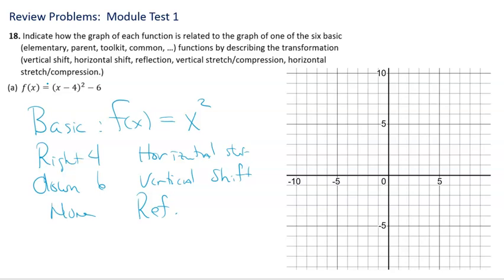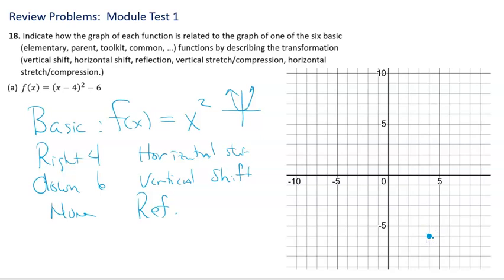Okay? Now I'm supposed to take my basic graph, which is right here, f of x equals x squared, and move it right 4 and down 6. How hard is that? We can totally do that. So I'm going to go right 4, 1, 2, 3, 4, down 6. So now the vertex, or that low part of the parabola, is right there.